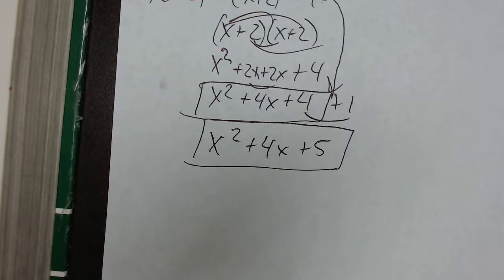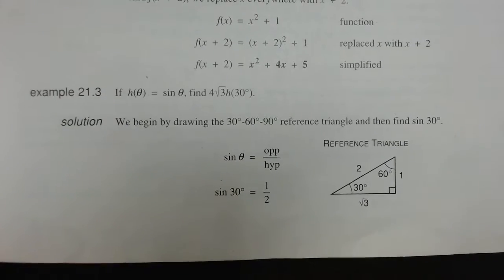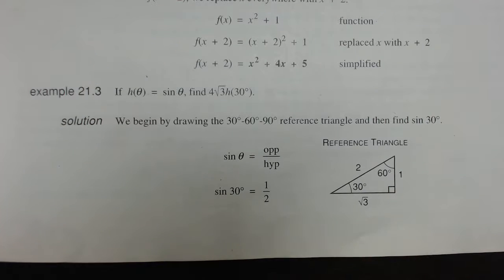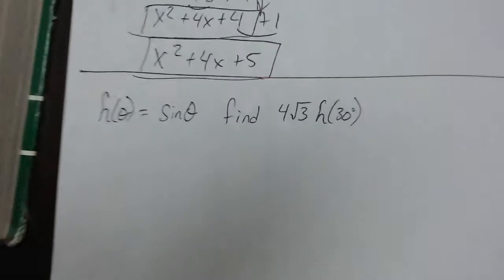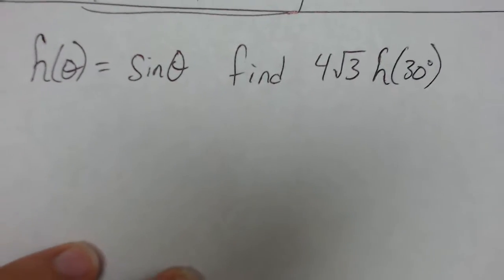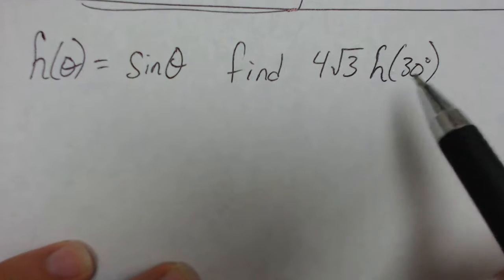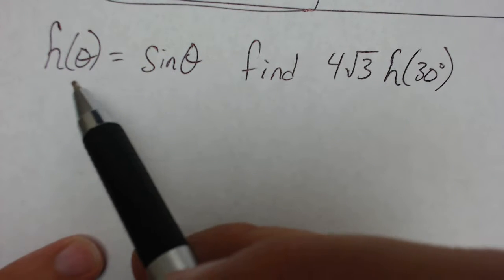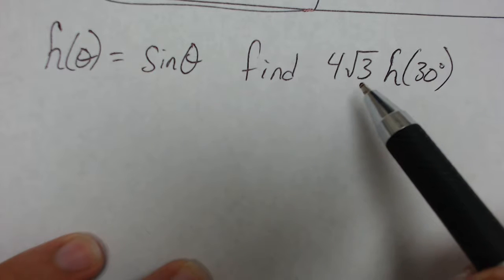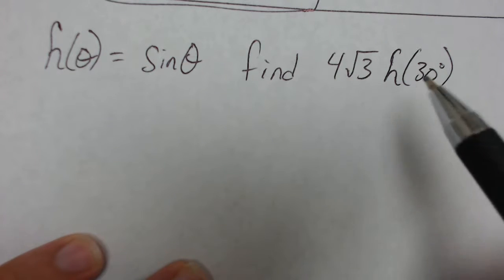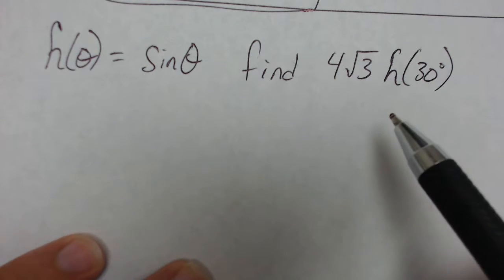Next one, they're going to throw some trig problems at us. So we'll look at example 21.3. This looks scary at first because it's a bunch of different symbols, but it works the exact same way. So they tell us that if h of theta equals sine of theta, to find 4 times the square root of 3 times h of 30. So our function is h, and they want us to find out what 4 times the square root of 3 times a function of h with 30 degrees is going to equal.